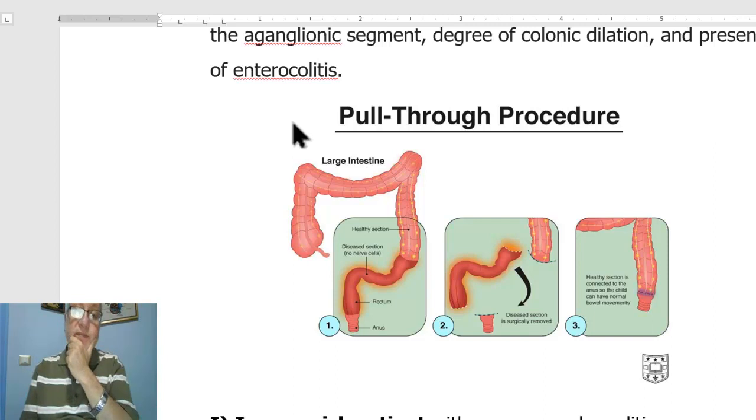What is the aim of surgical treatment? The aim of surgical treatment is excision of the aganglionic bowel segment. Then pull the normal ganglionic innervated colon down to anastomose with the anal canal. This is called the Swenson technique. Excision of the affected pathological aganglionic segment, then pull the normal innervated ganglionic colon to be anastomosed with the anal canal. This is the aim.